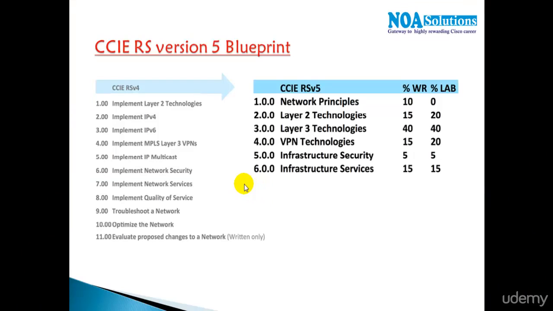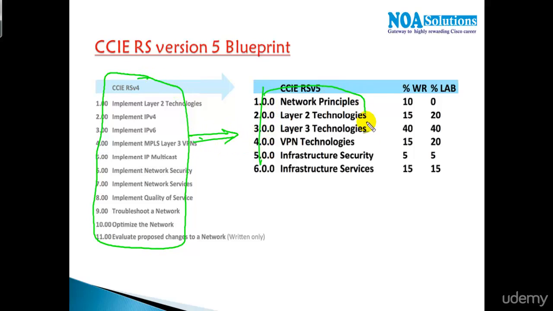Now the CCIE Routing and Switching version 5 contents, or the version 5 blueprint topics. If you're already aware of version 4, this is something new. In version 5 it's a little bit customized, and it also gives what percentage of topics will be covered in your written exam or in the lab exam.